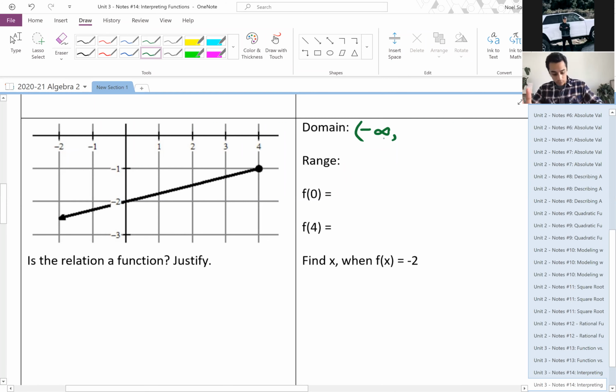Yeah, it stops at 4, right? And it stops at 4. Can we include 4 with a bracket or parentheses? Yeah, it's a bracket, right? We know that because it's a closed circle. So you use your knowledge of inequalities. Anytime it's closed, you use a bracket. Okay. So now let's think about range. Range is minimum to maximum, low value to high value. If the arrow moves in that direction forever, what's the lowest y value it's going to hit?